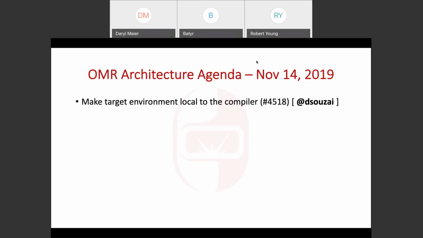Okay, welcome everyone to this week's OMR Architecture Meeting. Today we have one topic on the agenda, and it's a compiler topic. So we're going to be talking about issue 4518, make target environment local to the compiler.